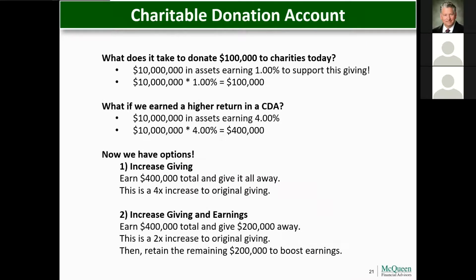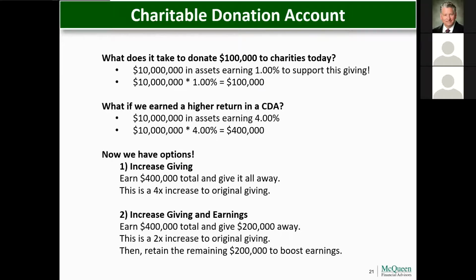Okay, now here are some specific examples of what the CDA donations might look like and the options that this type of account can give. So let's say that you're a credit union that wants to give $100,000 away to charities. Here's one way to do it. If we take $10 million in assets, if you're earning 1%, that is enough to support this giving. Really simple math, but it's for illustrative purposes, right? 10 million times 1%, 100,000.